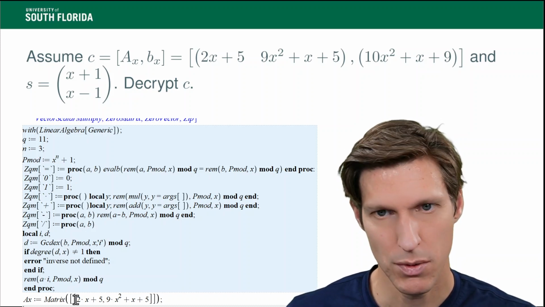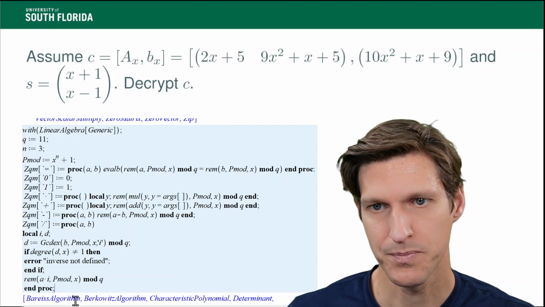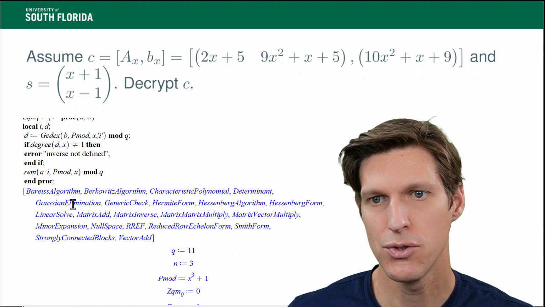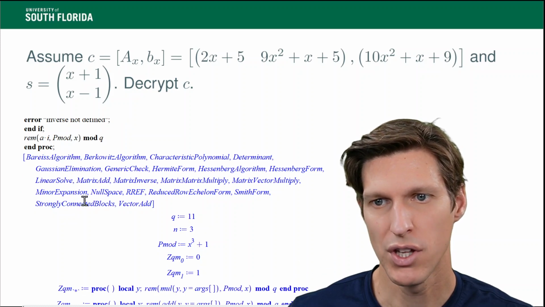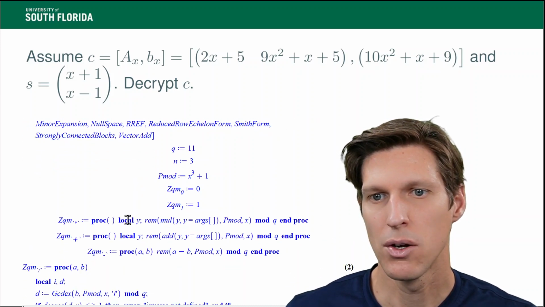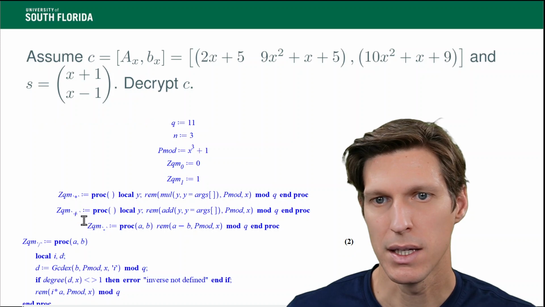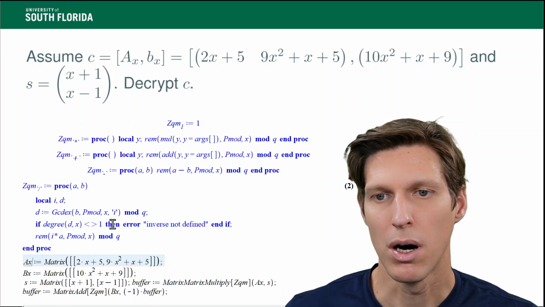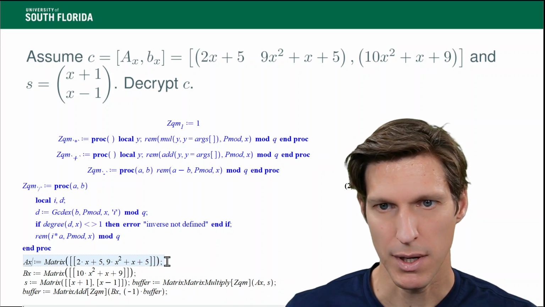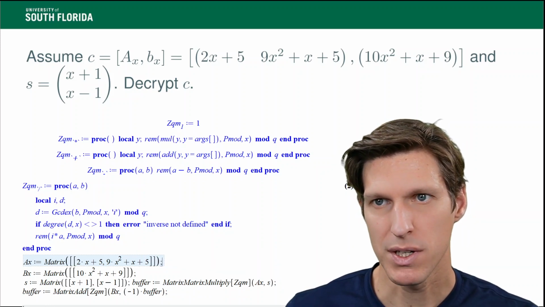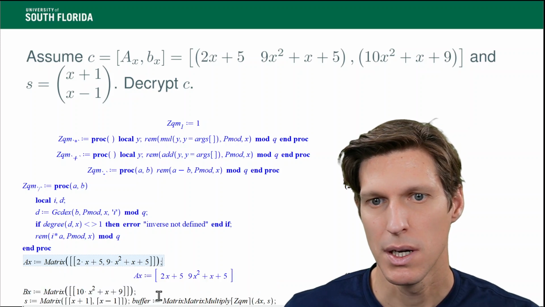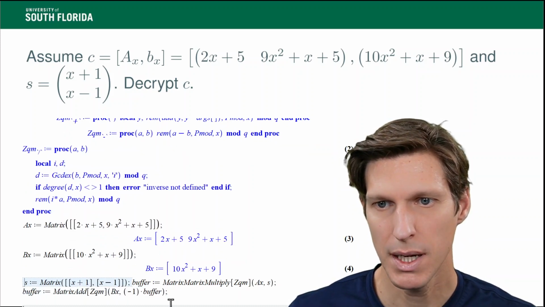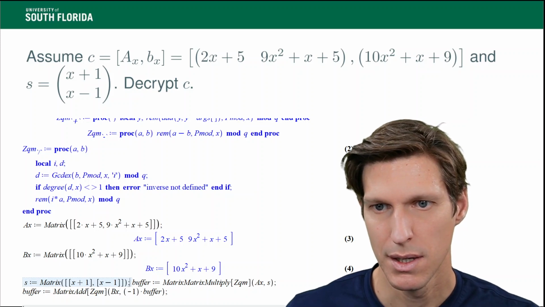So I'm going to just press enter here. All right, and that has just defined, first use the linear algebra generic, and then define all these procedures of adding and multiplying and dividing of polynomial mod x to the n plus 1 mod q. Now I have my matrix AX, and then BX, and then S here.